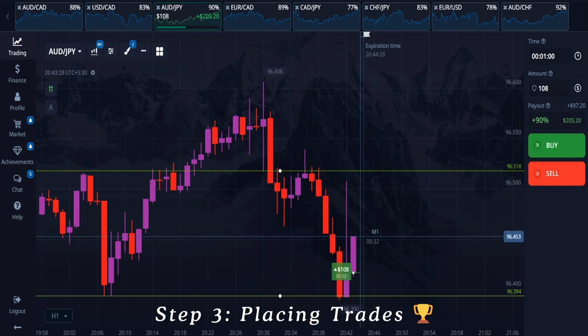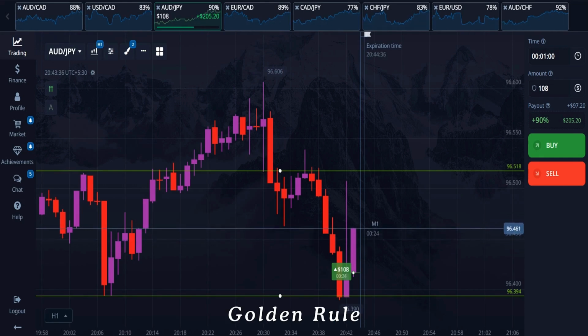Once the confirmation candle appears, here's how you trade. Take 5 consecutive trades in the same direction as the confirmation candle. Golden rule for this strategy: if you lose one trade, keep going. If you lose 2 trades, stop immediately. Never take more than 5 trades per setup.